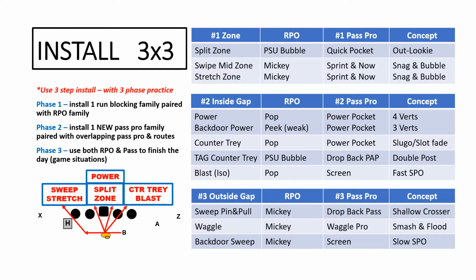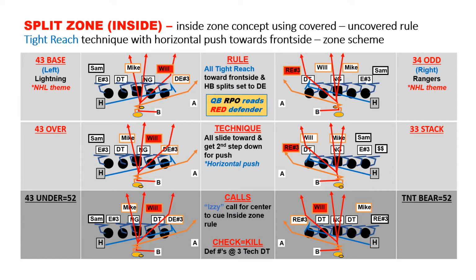Again, with our install, we like to do a 3x3 to compartmentalize the learning. So phase 1, we'll use 1 blocking family paired with that RPO routes. And then the next part of practice, we'll go into our pass pro, but usually then there is overlapping pass pro and run blocking schemes here. And then phase 3 is where we'll actually do both of those and get reps of it. So you can see the different examples of ways to use the different families, but simplify it and compartmentalize it in the learning.